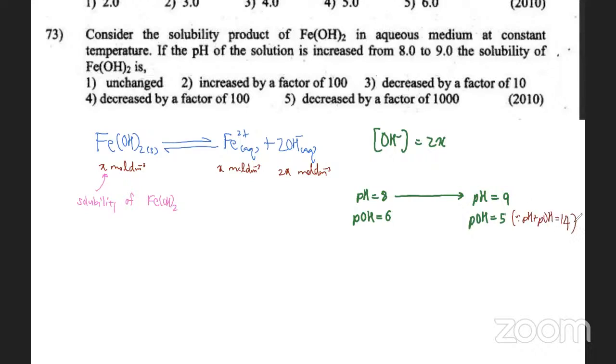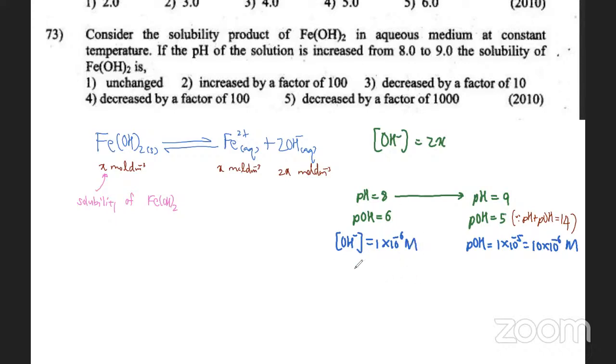If pOH is 6, what can I say? pOH is 6 means OH minus concentration is 10 to the power minus 6, right? And here OH minus concentration is 10 to the power minus 5, which can be written as 10 into 10 to the power minus 6, while the other is 1 into 10 to the power minus 6 M.